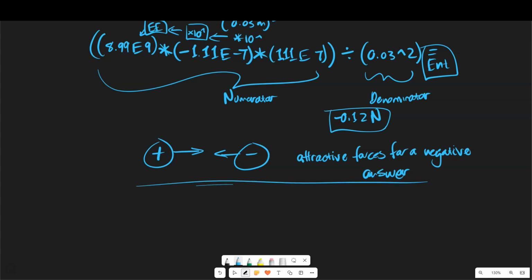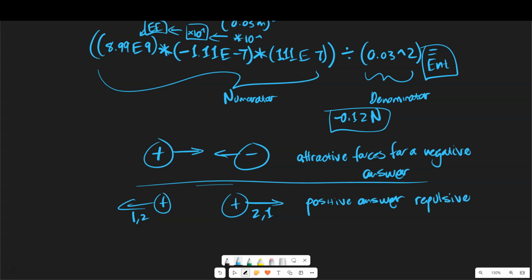Let's think about what would happen if you had two positive charges and you ran this. If you had two positive charges and you ran this, you would get a positive answer. The answer you get out of Coulomb's law represents the amount of force that you could say this is the force on Q1 from 2 and this is the force on Q2 from 1. They're equal and opposite to each other. So you've solved for that value, but that also means that they are going to be repulsive. In other words, they will repel each other. So a positive answer signifies repulsive forces.